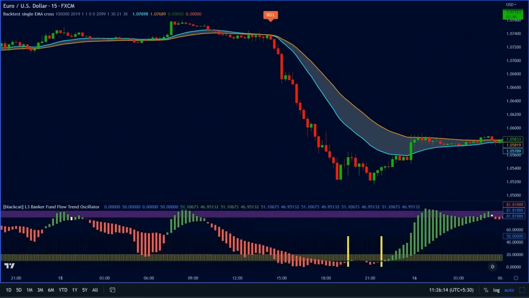Now look at one more short example for full clarity. Now look at the chart, it gives a sell signal and the price should be below the crossover.